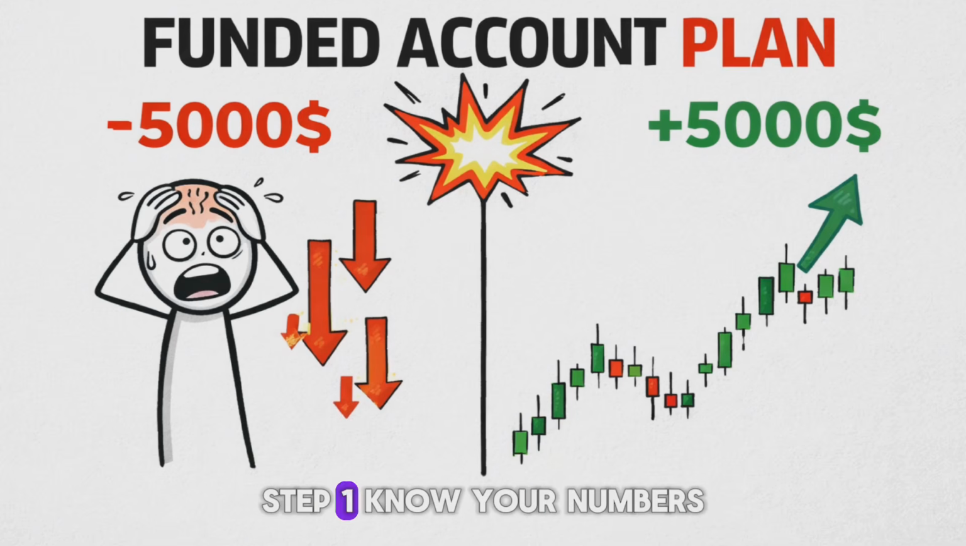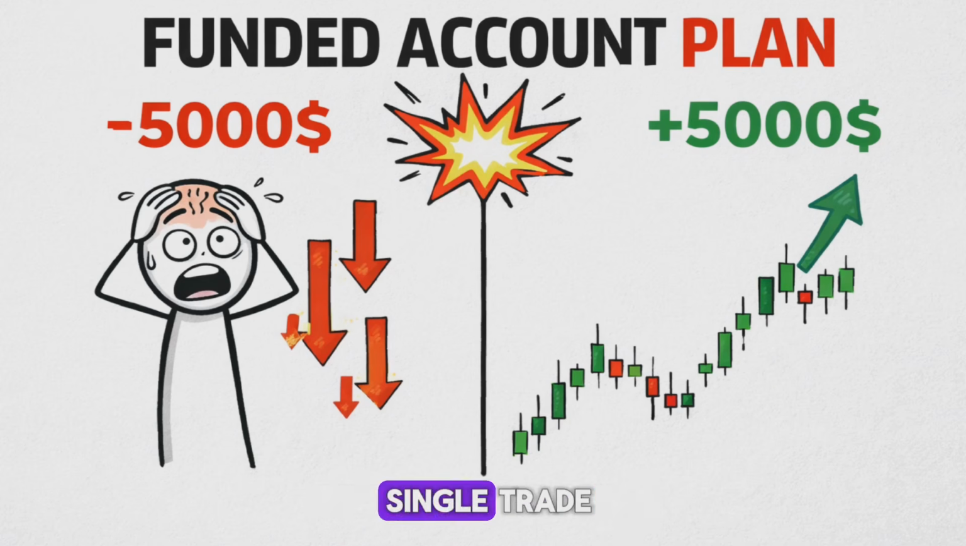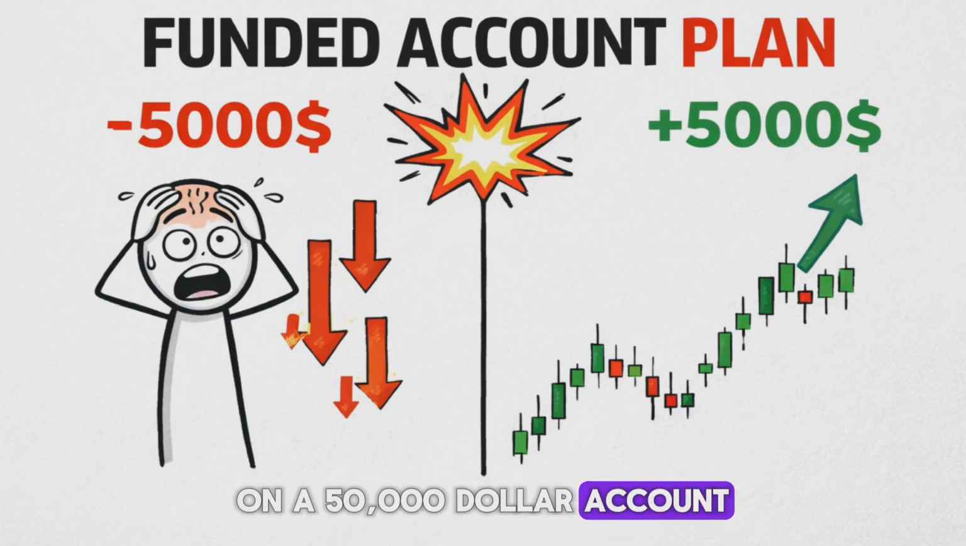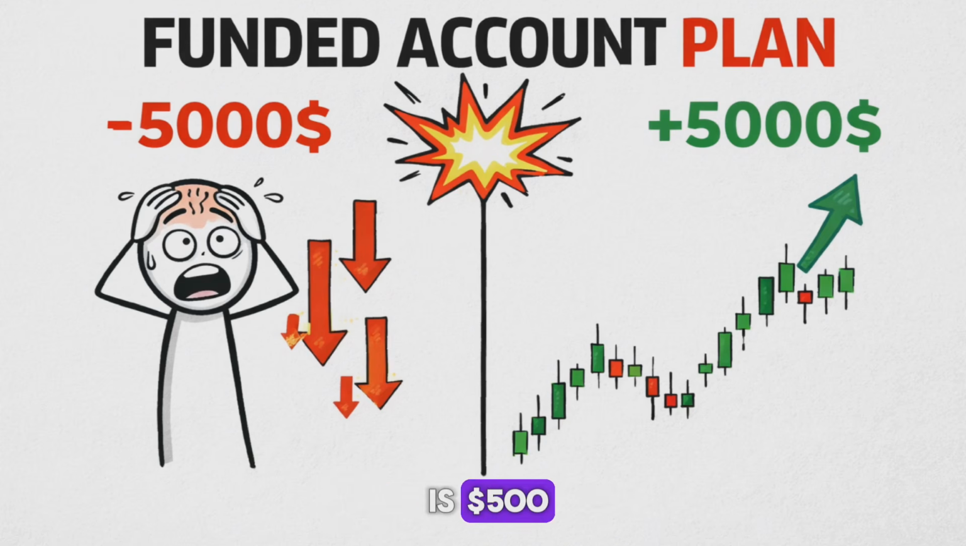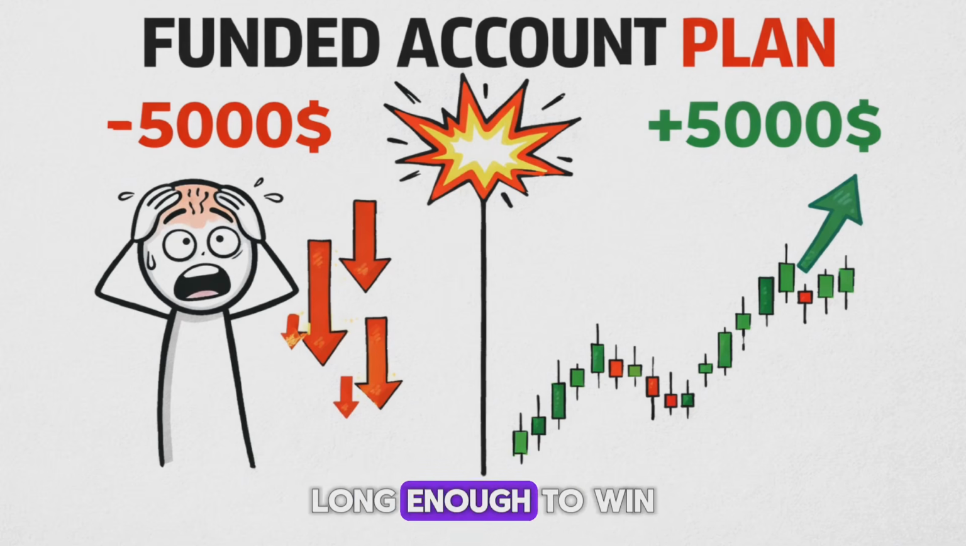Steps. Step 1. Know your numbers before you place a single trade. On a $50,000 account, 1% risk per trade is $500. That is your unit. Every trade you take, you are risking $500, no more. Not because you're being cautious, because that is the math that keeps you alive long enough to win.